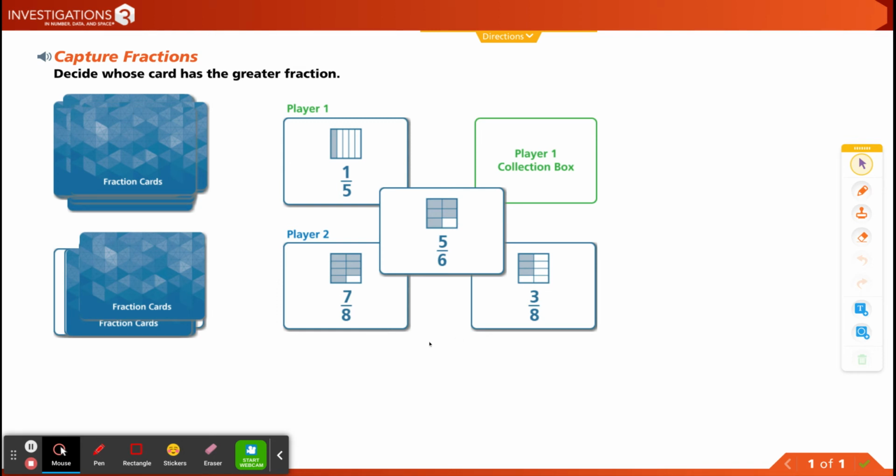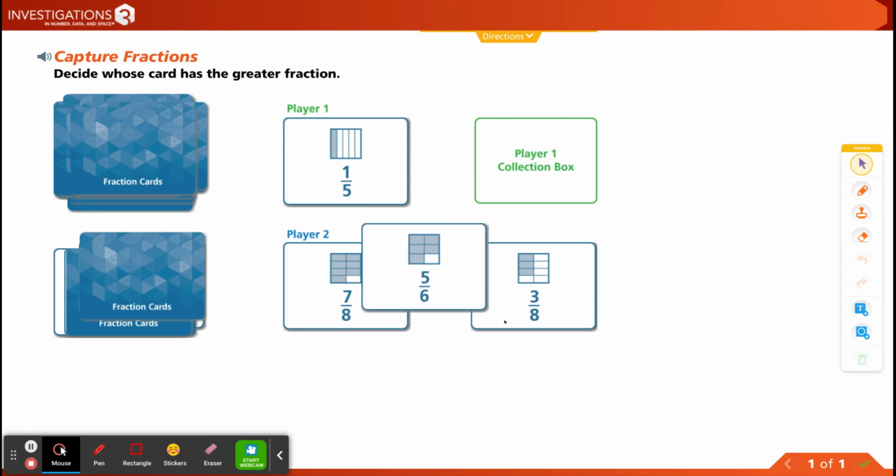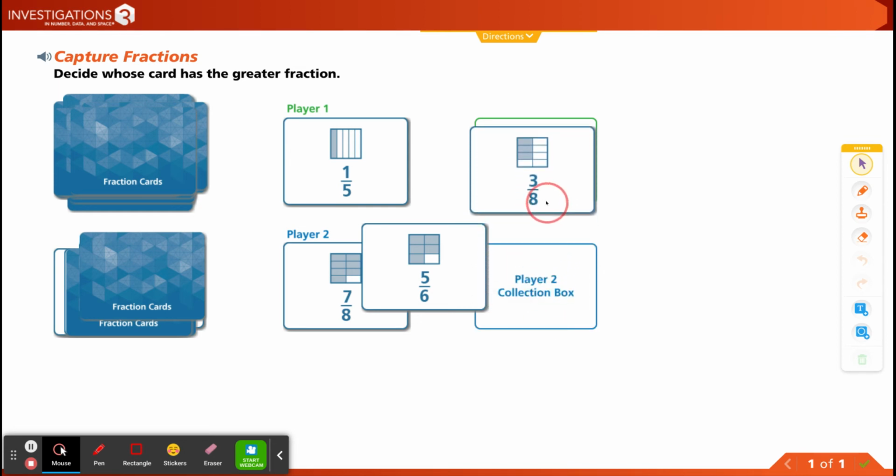One way that I can do that is think about a benchmark fraction like 1/2. So if I look at 7/8, that's definitely more than a half, because a half, if I'm talking about eighths, would be 4/8. So 7/8 is more than a half. How about 5/6? Ooh, that one's more than a half too, because if I got 3/6, that would be a half. How about 3/8? Oh, that one's less than a half. I would have to get 4/8 to get a half. So I know that 3/8, which is 1/8 less than a half, it's got to be less than a half. So that's my next one.